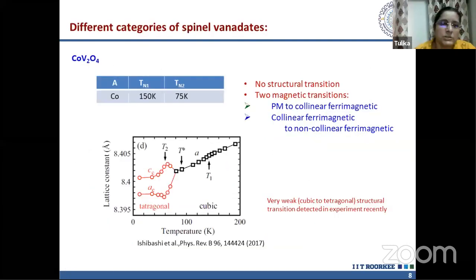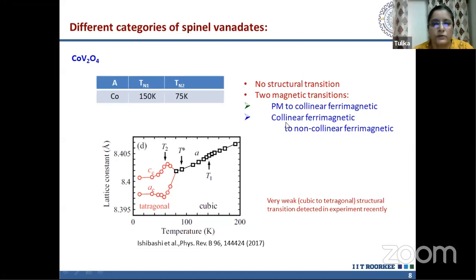Okay, so CoV2O4 is one unique system where most of the experiments done so far could not determine any structural transition in this compound. So only 2 magnetic transitions are seen. One is from paramagnetic to collinear ferrimagnetic transition at 150 Kelvin. Another one is collinear ferrimagnetic to non-collinear ferrimagnetic structure. The non-collinear structure is also like FeV2O4, 2-in 2-out here. So this happens at a lower temperature, 75 Kelvin.